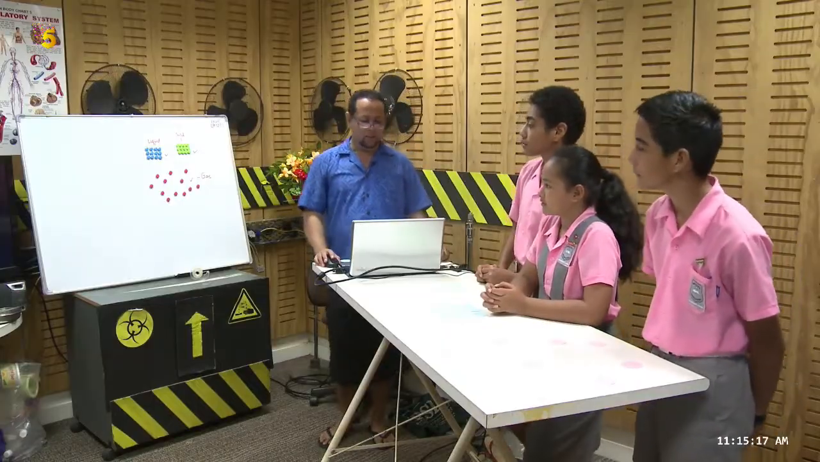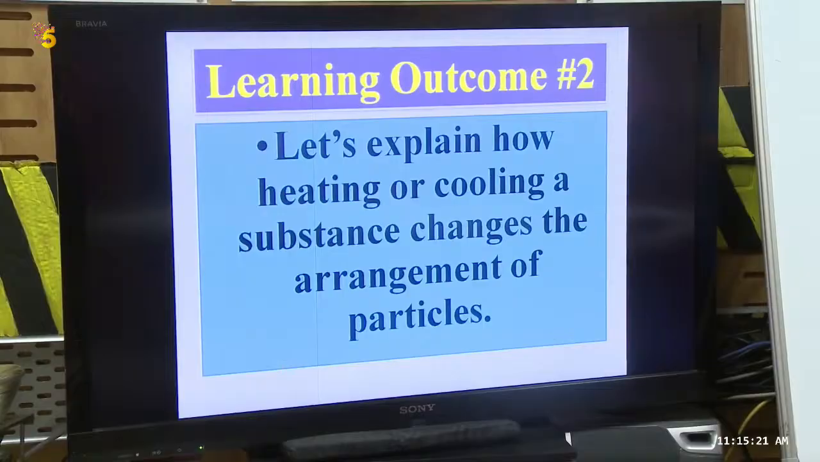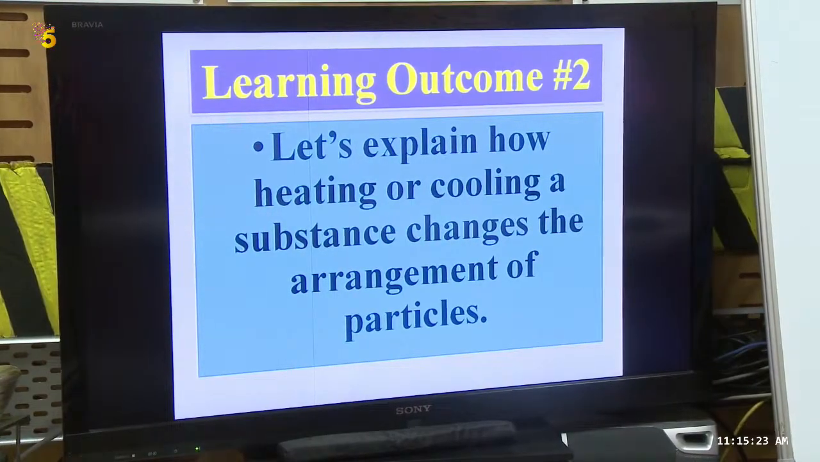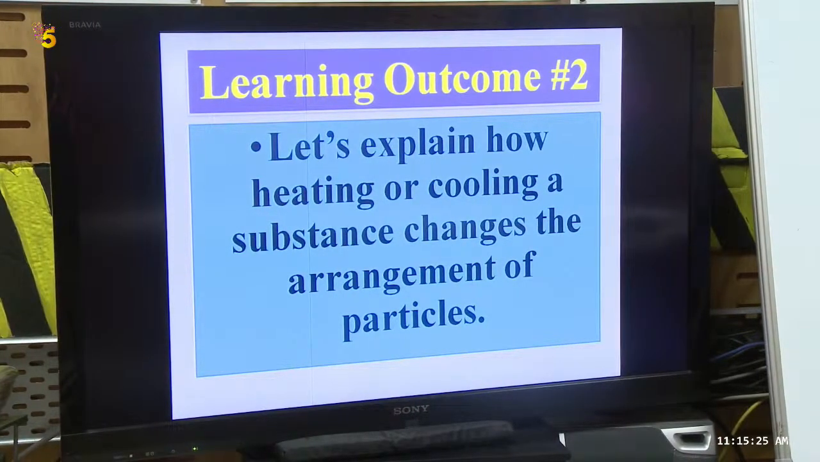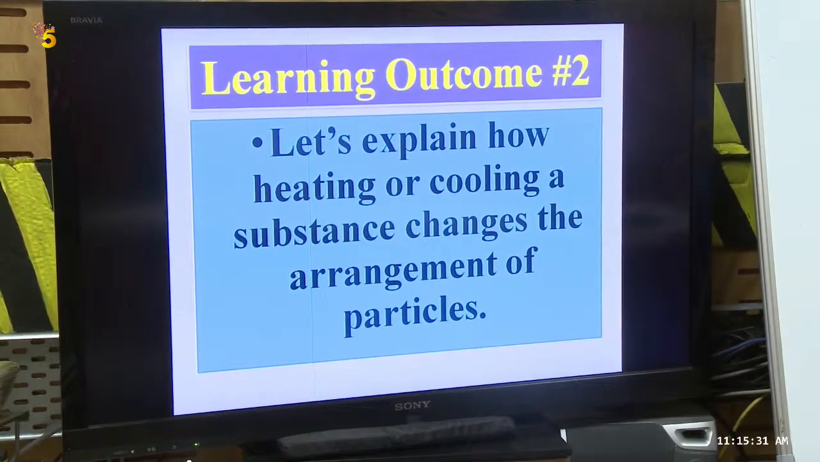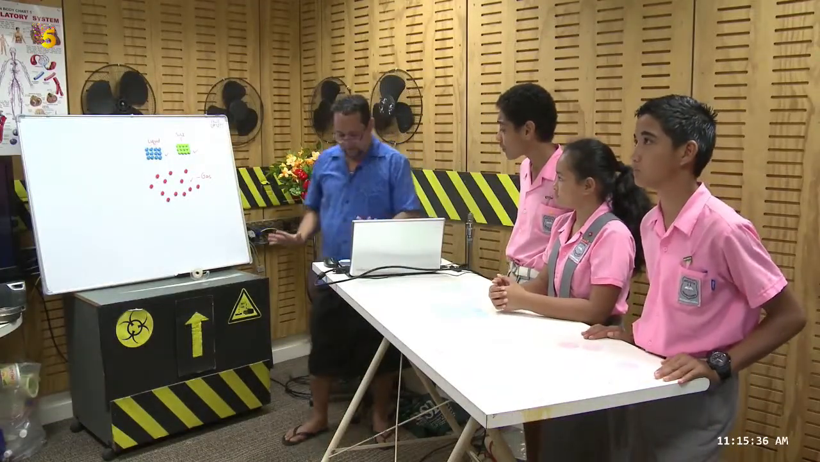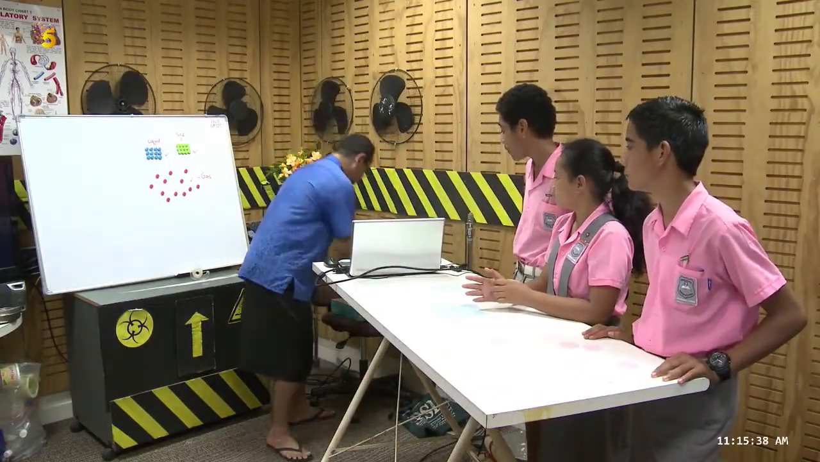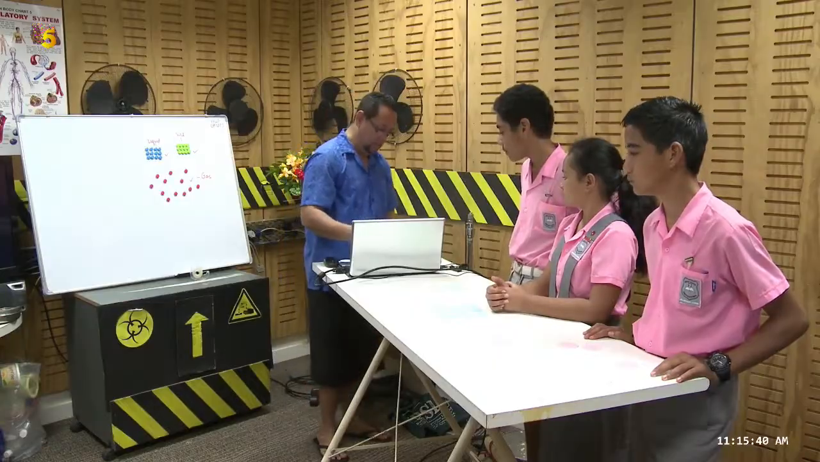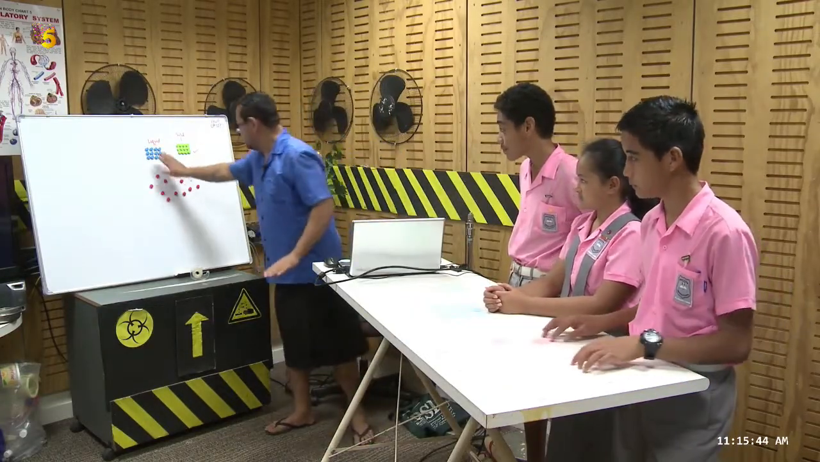Okay. Let's read the learning outcome number 2. Let's explain how heating or cooling a substance changes the arrangement of particles. Let's see how heating or cooling a substance does this. But for now, let's forget that these are solids and gas.